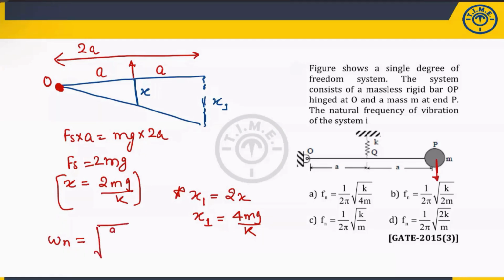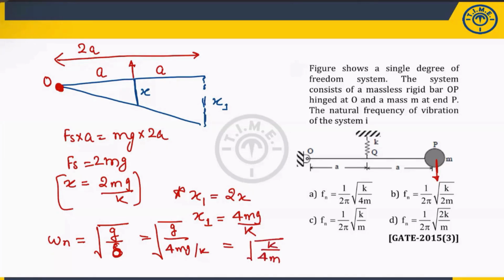It can also be written as g by delta. And what is this delta? Delta always corresponds to this displacement. The g value is the acceleration due to gravity, and this delta is the deflection at this end, which I am denoting with x1, which is 4 mg by k. So what value will we get? K by 4m.